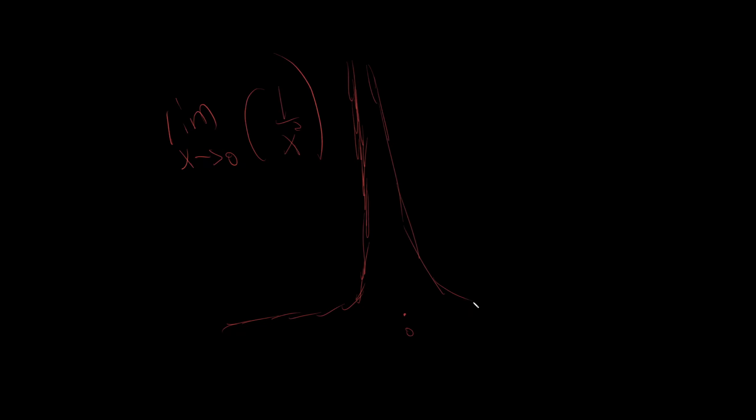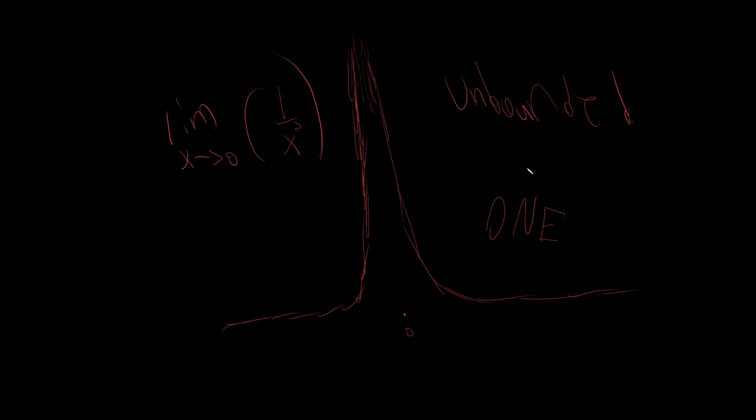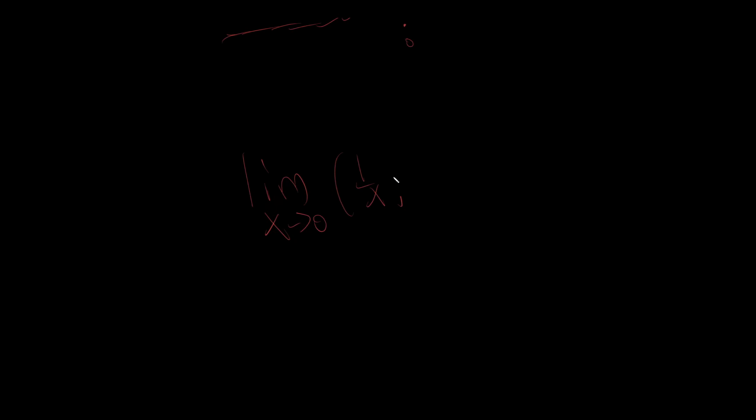So it just goes off into infinity and never stops growing. So we would say in this case this is unbounded. It does approach the same limit from both sides, but it's unbounded. And in some cases, depending on the class, but for us, we'll just say this limit does not exist or is unbounded. And then the limit as x approaches 0, 1 over x.